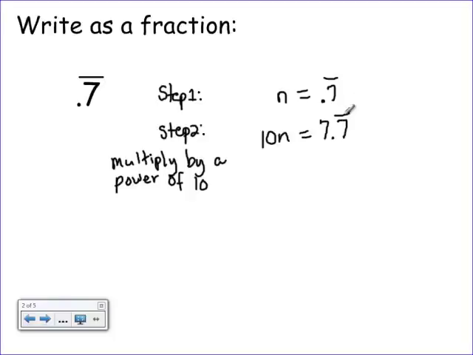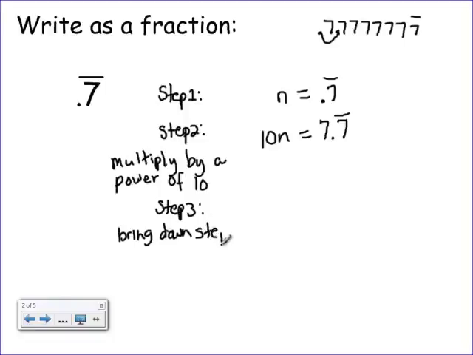Now, if you're wondering how I got this 7.7 repeating, think of it this way. This is the number 7777777 repeating. How do you multiply by a 10? You just move the decimal one place to the right. Step 3. Bring down step 1. And subtract from step 2.